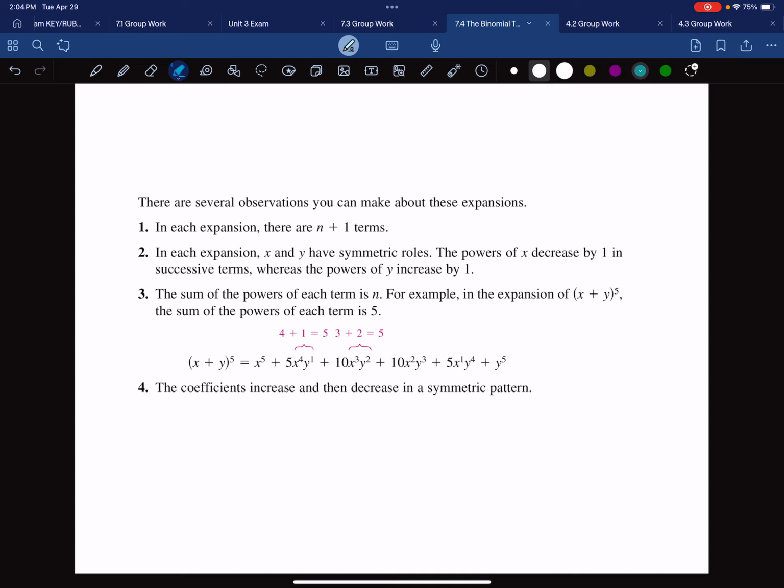X and y have what we'll refer to as symmetric roles, meaning they do the same thing in opposite directions, right? The power of x decreases by 1 in successive terms, whereas the power of y increases by 1. Also, something I didn't mention, the sum of the powers in each term is n. So if we look at that x plus y to the 5th, all of the exponents in each set of terms add up to 5. So 4 plus 1 is 5, 3 plus 2 is 5, 2 plus 3, 1 plus 4, and of course 5. And then note that the coefficients seem to increase and decrease in some sort of symmetric pattern.